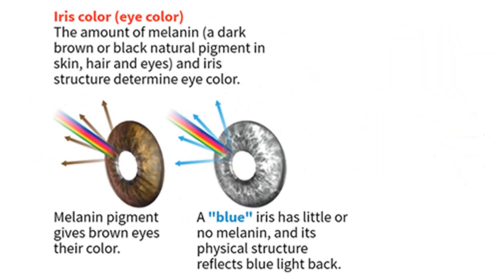Iris color, eye color. The amount of melanin, a dark brown or black natural pigment in skin, hair and eyes, and iris structure determine eye color. Melanin pigment gives brown eyes their color. A blue iris has little or no melanin, and its physical structure reflects blue light back.